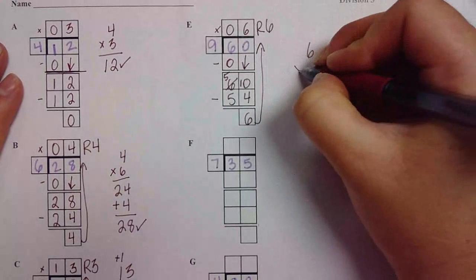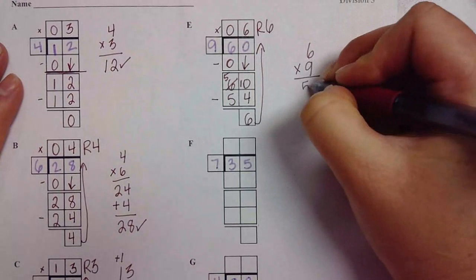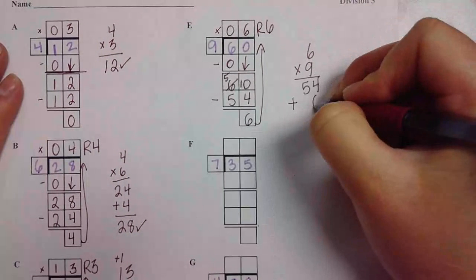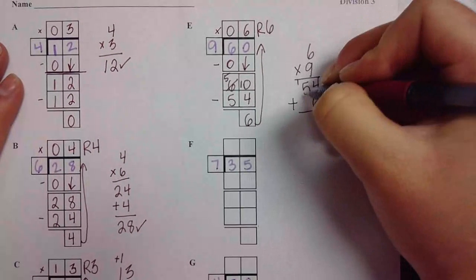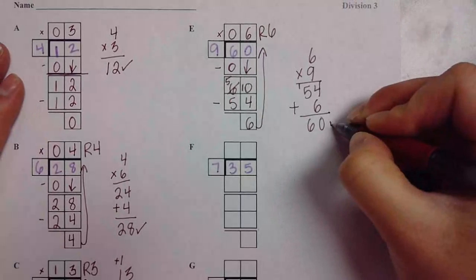So 6 times 9 is 54 plus the remaining 6. That makes 60. Is that our dividend? Check.